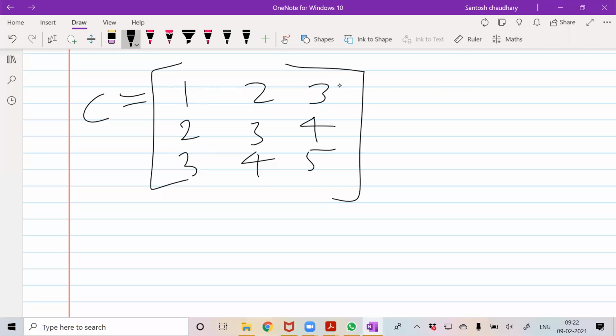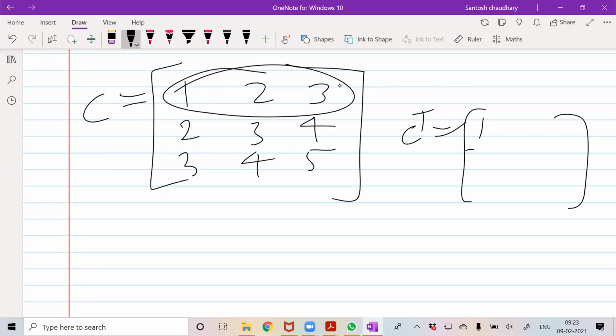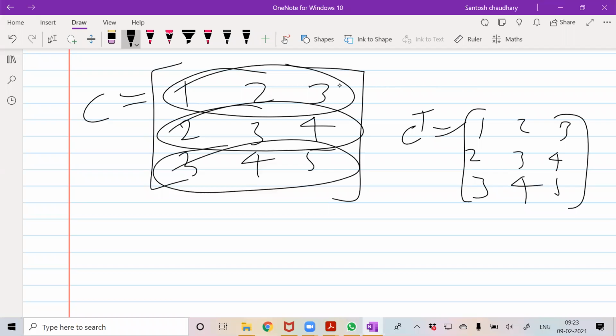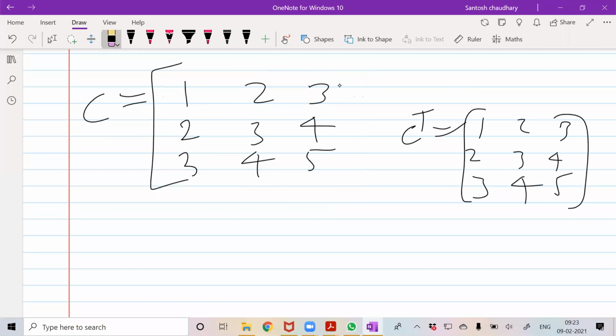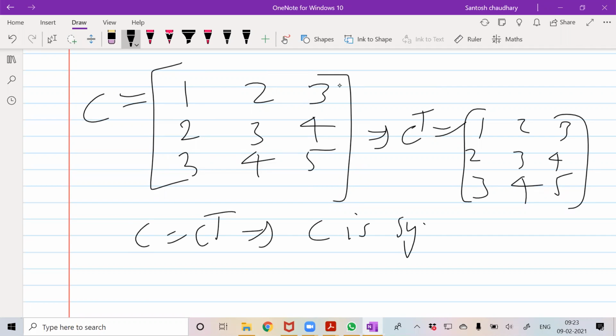Yes, this is the example. So when we take the transpose, you can check: 1 2 3 in the first row will be 1 2 3 in the first column, 2 3 4, and 3 4 5, and we see that both are the same. So you can simply check both matrices, C and C transpose, are equal. So C is equal to C transpose. That means C is a symmetric matrix.